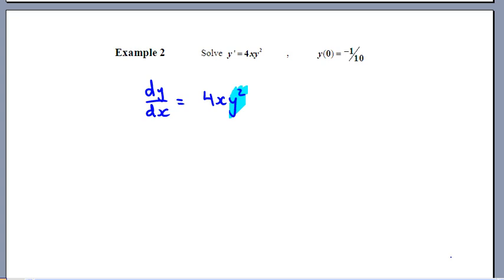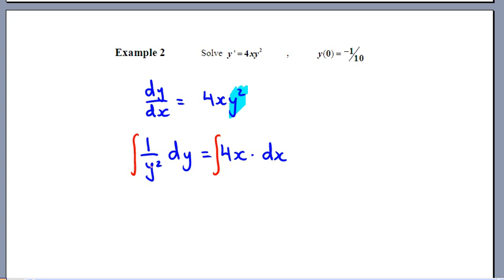So I'm going to put the y's on the left. And to do that, I'm going to divide both sides by y squared. So I'm going to have 1 over y squared dy. That's a weird looking y. And then I'm going to move the dx up to the other side, equal to 4x dx. Now I'm going to integrate both sides. I really only need to put a constant in on one side. I'm going to put it over on the right.